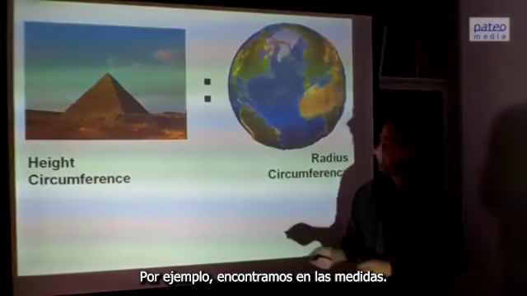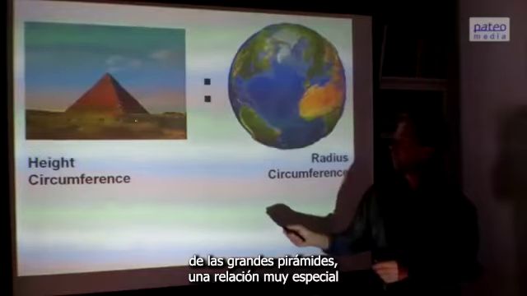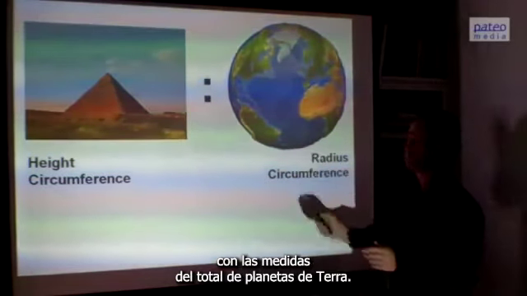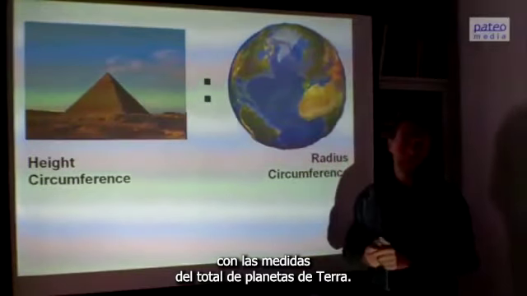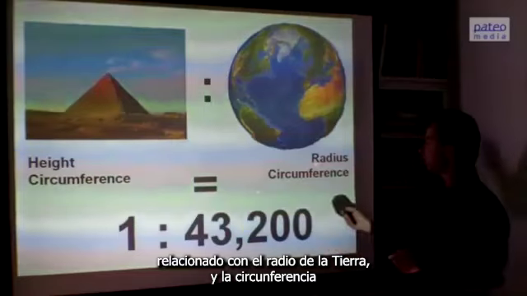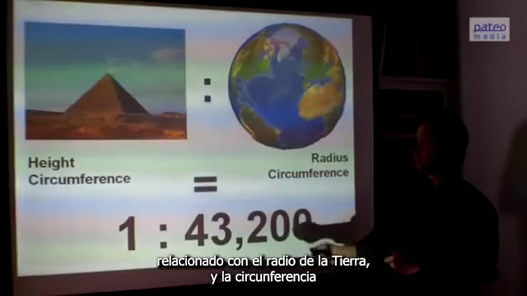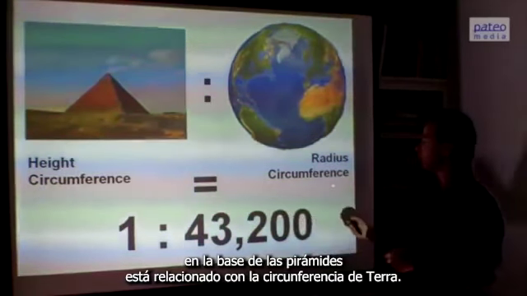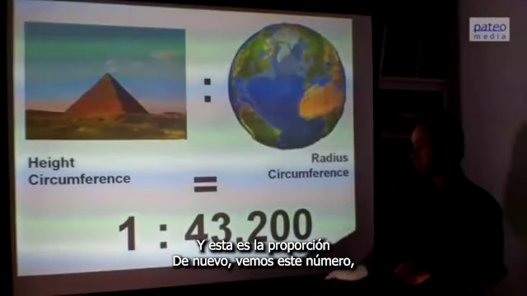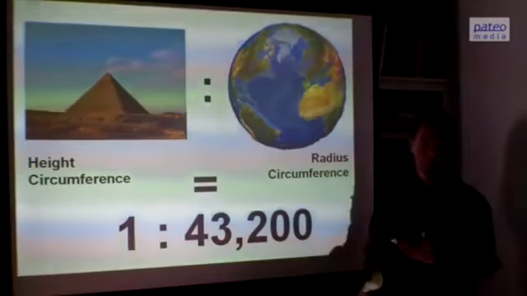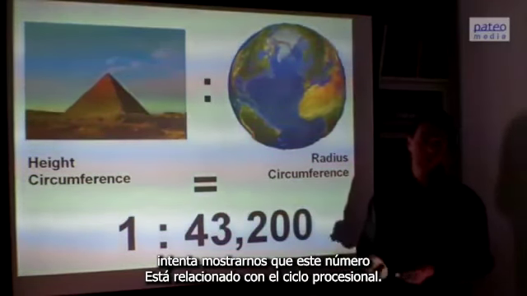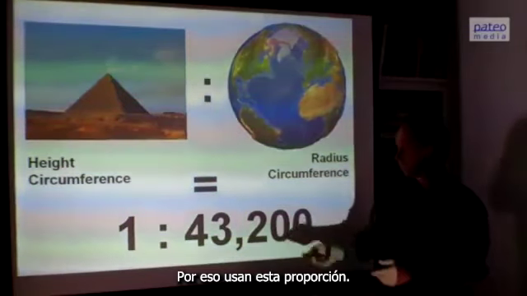For instance, we find in the measurements of the Great Pyramid a very special relation with the measurements of the total planet of Terra. The height is exactly related to the radius of Earth, and the circumference of the base of the pyramid is related to the circumference of Terra. And this is the ratio. Again, we see this number. The builders of the pyramid try to show us that this number is related to the precession cycle. That's why they use this ratio.